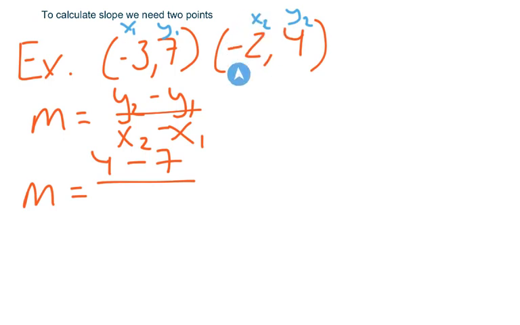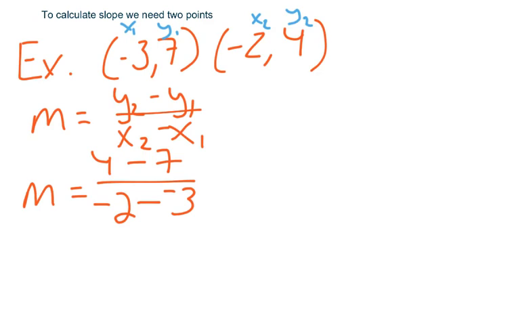X2 is negative 2. And then here's where it's going to get messy. We have a minus in the formula, so I want to make sure I write it down. But then there is another minus coming with the 3. So you actually have 2 of them. You've got the one that's in the formula. You want to make sure you grab that one. And then you're going to grab another one from the X1.